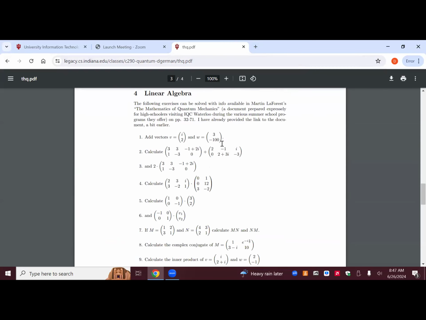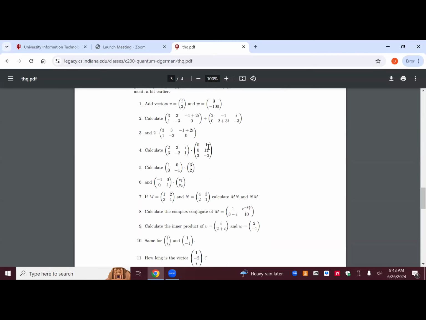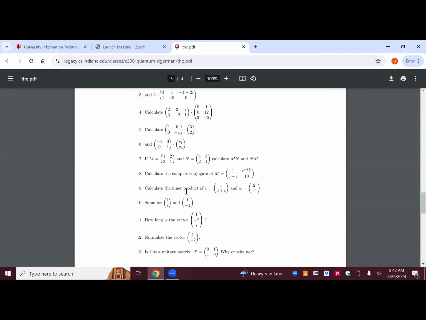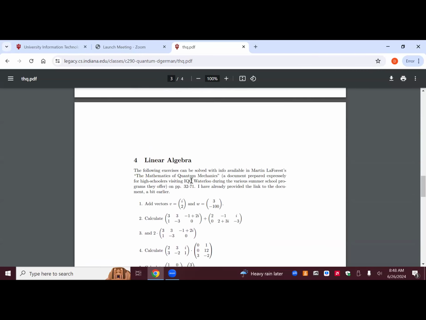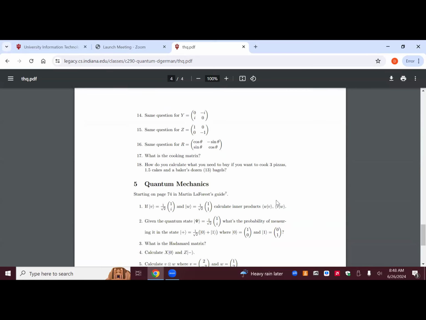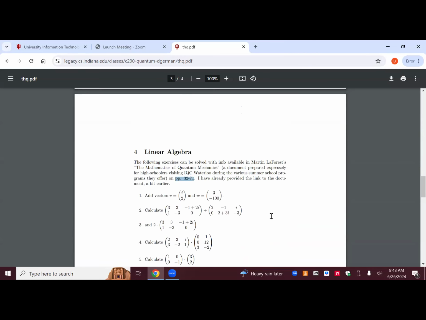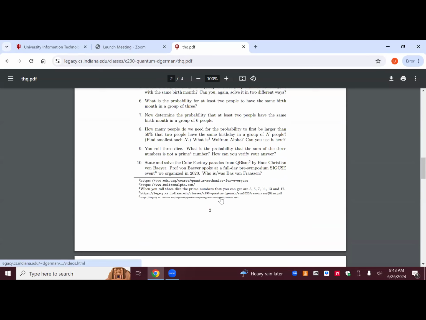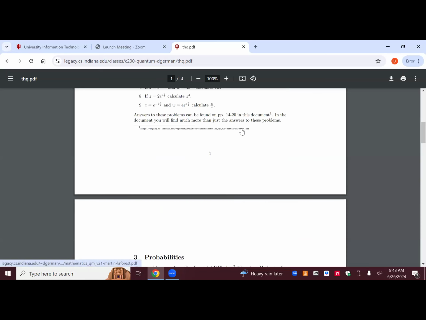This is behind us. We now would like to at least become aware of the fact that people could ask these questions, and if they do, you might say, I don't know how to do this, and it intimidates me, and it frightens me, and so on. All the questions that you see over here are in fact available, answered, from page 32 to 71 in Martin LaForest. Where is Martin LaForest? I guess I have a link in this document. I don't see the link here. Right here, this is the link at the bottom.